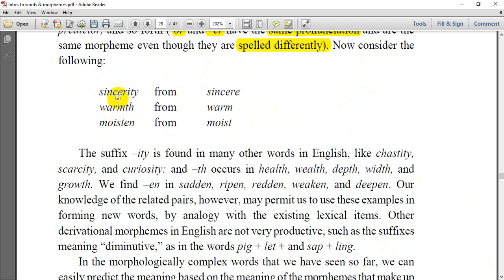Look at this example. Sincerity from sincere. Warmth derived from warm. And a mustin from most. The suffix -ity is found in many other words in English like chastity, scarcity, curiosity, and the suffix -th occurs in health, wealth, depth, width, and growth.